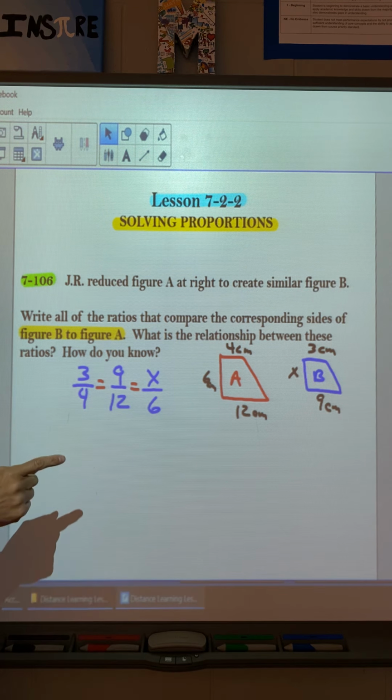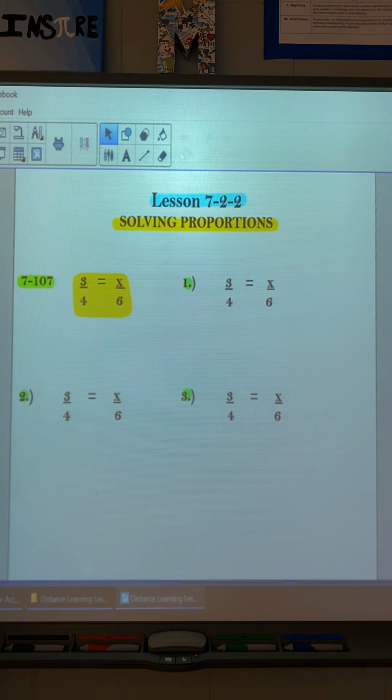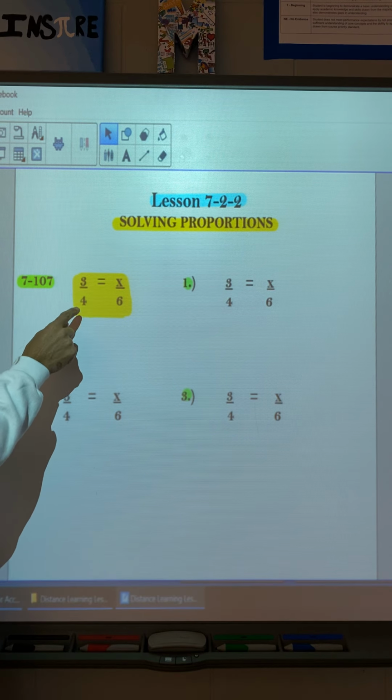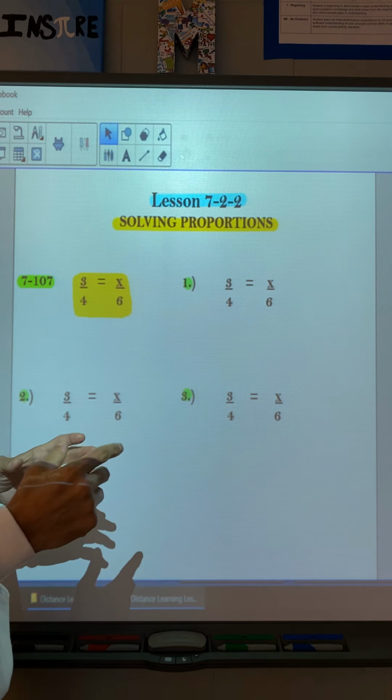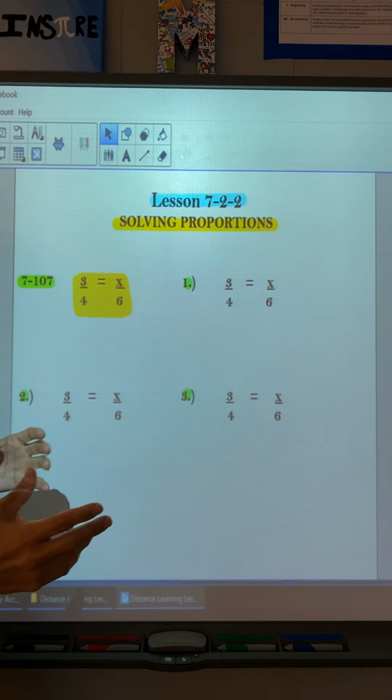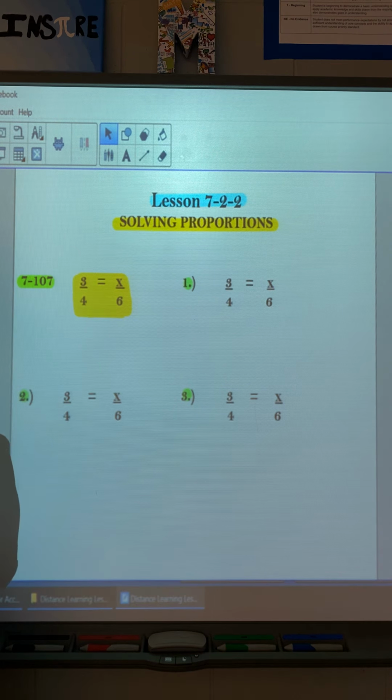Okay, let's put this to work now. So we have that relationship here: 3/4 is equal to X over 6. What we're going to do right now, and I'm going to have you copy this down, and we're going to do this 3 different times. So this is 7-107.